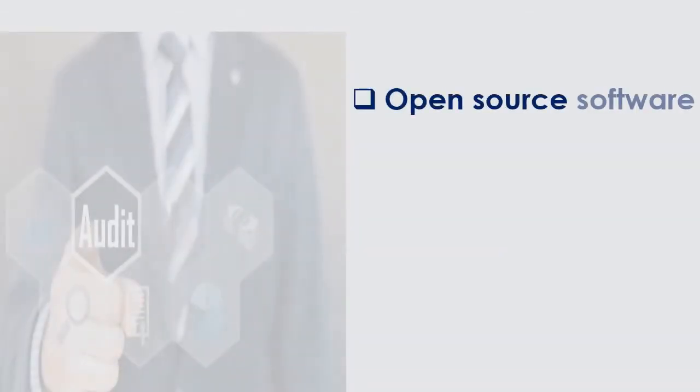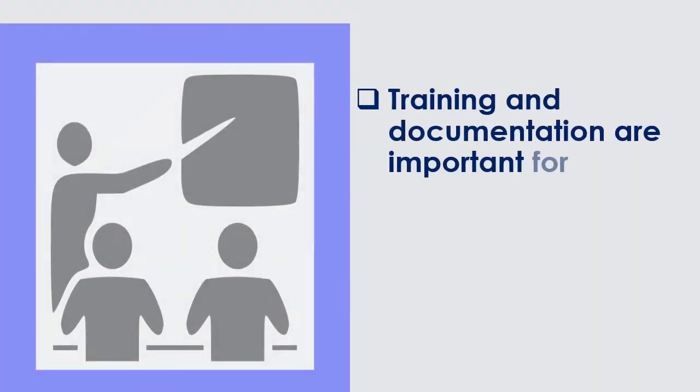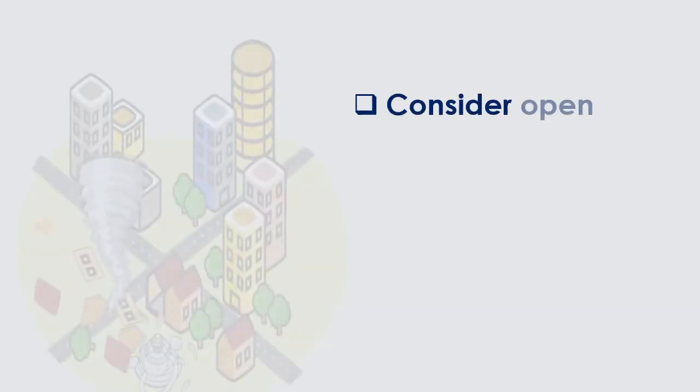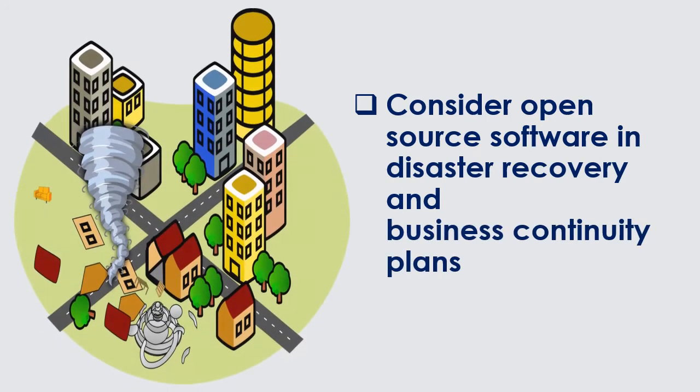Open source software maintenance and operations must be audited periodically. Training and documentation are important for open source software security management. Consider open source software in disaster recovery and business continuity plans.